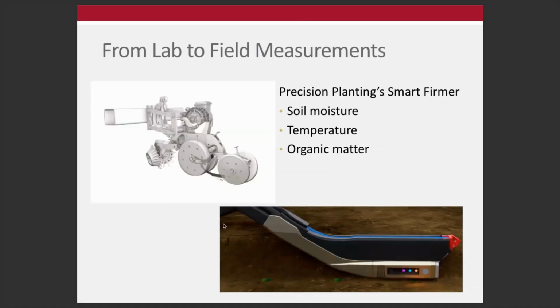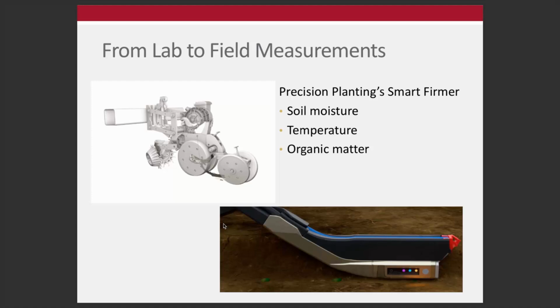We can even take it one step further and say, well, why even measure? This is a bit tongue-in-cheek, but why even sample soil? Can't we just have sensors that measure soil properties and relay those back? So this is one example. Precision Planting is a John Deere acquired company. They do a lot of great things around very precise, consistent placement of seed, for better stands and better agronomy essentially.